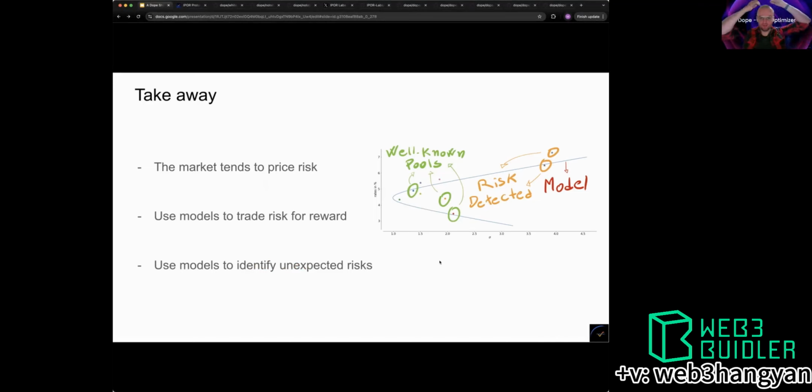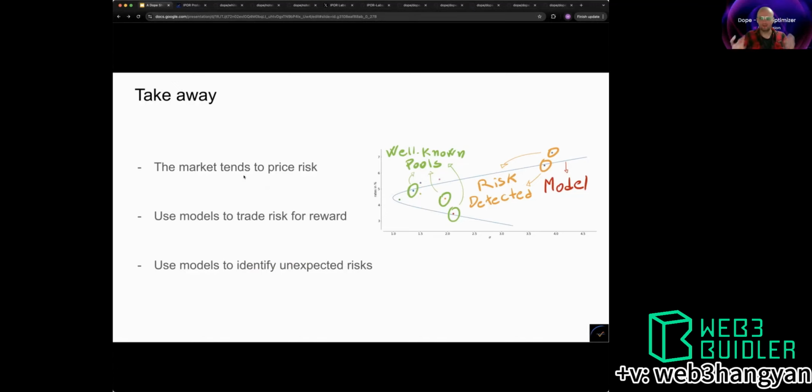So, okay, we're going to go through some code now. I just want to do some takeaways. This is kind of the last slides that I have to present. The rest is code. So the market tends to price the risk already. There are some inefficiencies, and the inefficiency happens for different reasons. But a lot of that's already priced in the rate, right?